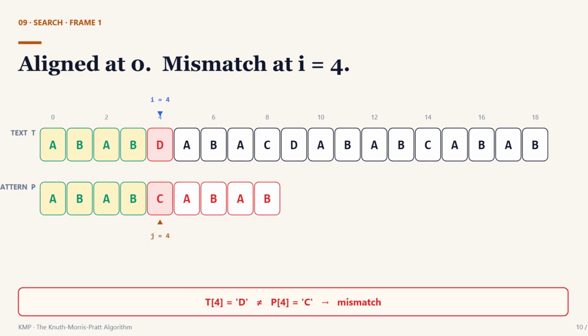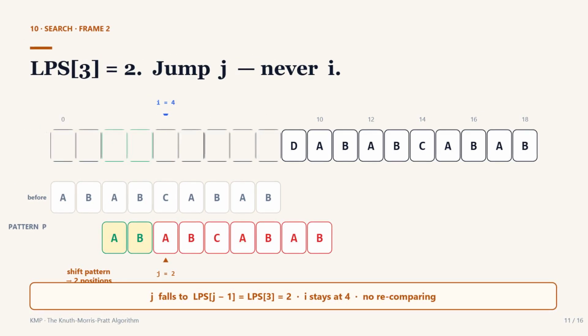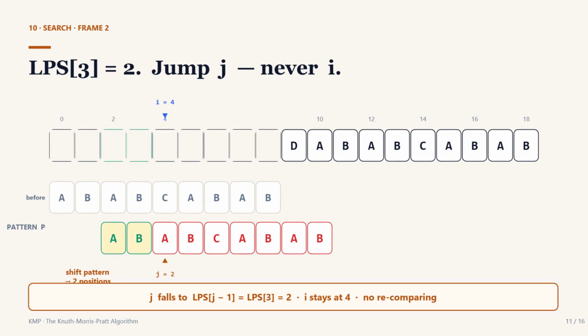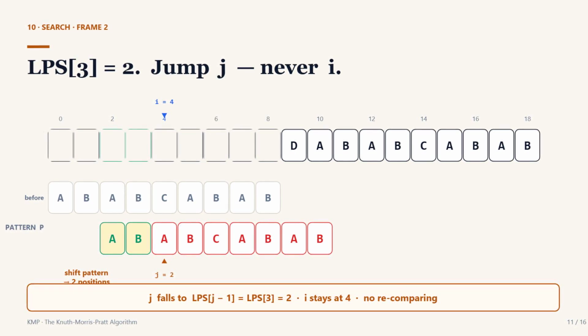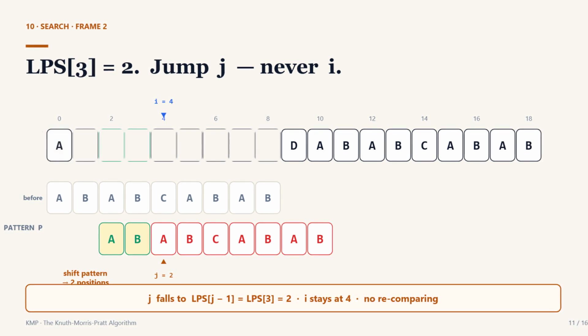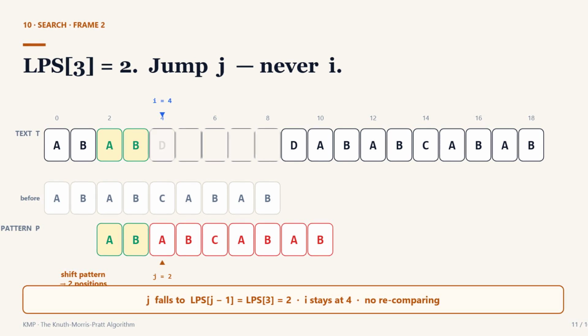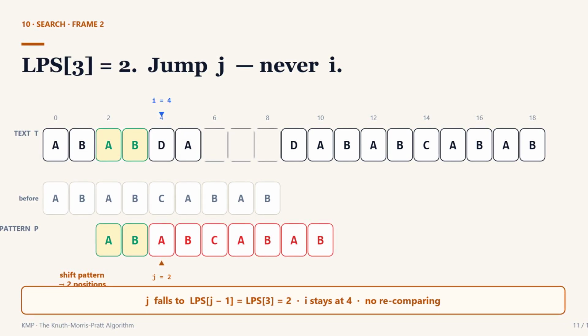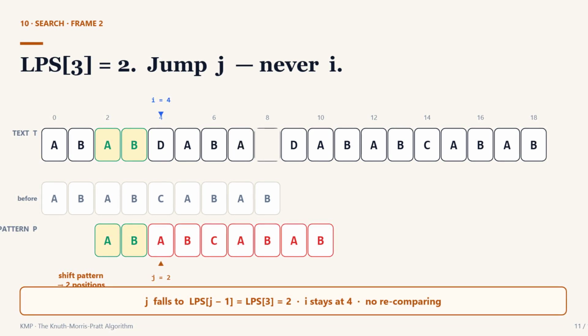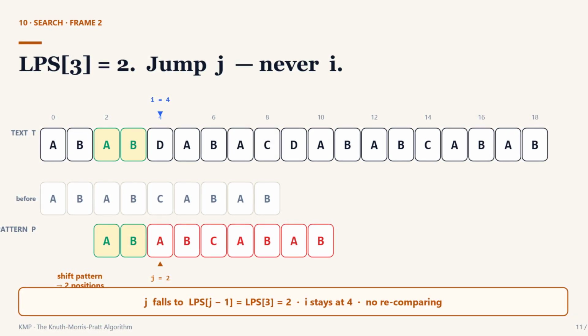KMP does something smarter. j was at 4, LPS of 3 is 2, so we set j to 2. The pattern effectively slides right by 2 positions, but we do not recompare anything. The text pointer stays at position 4. We continue from there. That is the KMP move. Skip work using the LPS array.